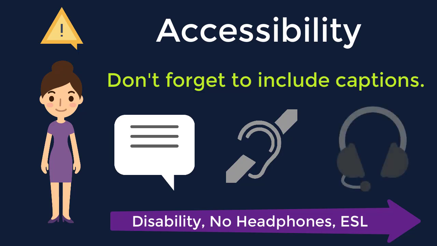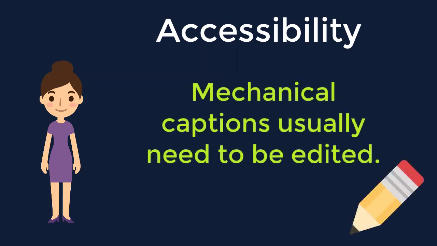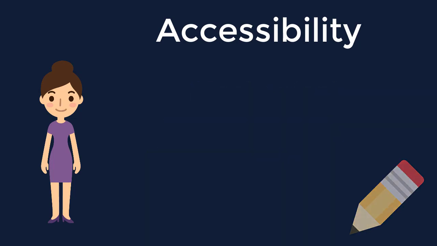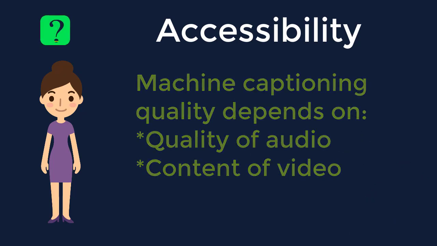For instance, a student who is in a public place and wants to watch your videos but forgot their headphones. Or the student whose first language is different than the one used in the video. You can find tools that automatically caption videos like YouTube, but you will likely need to edit those captions. The accuracy of machine captioning depends on the quality of the audio and the content of the video.